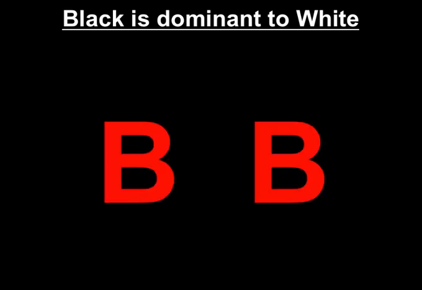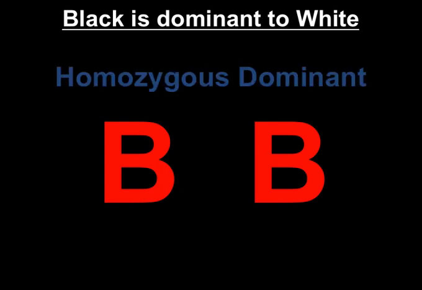So let's look at how genotypes and phenotypes go together. So if black is dominant to white, if I have 2 big letters, so both of my alleles are dominant, I'm going to call that being homozygous dominant. Homo means same, so they're both the same and they're both dominant. And that is going to result in the phenotype black, because black is dominant.